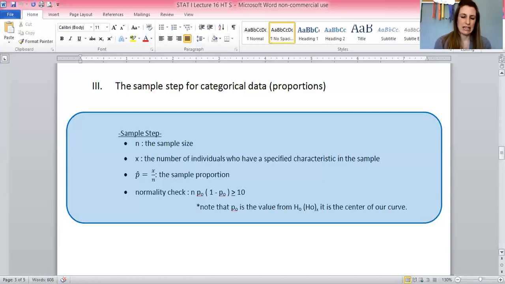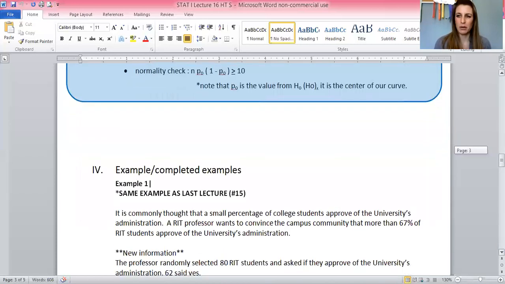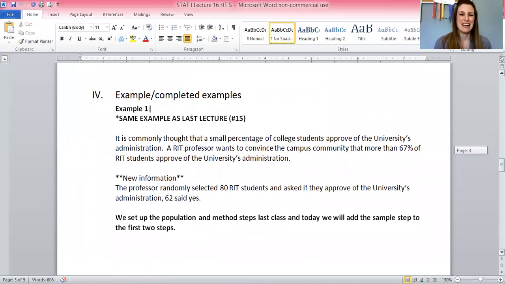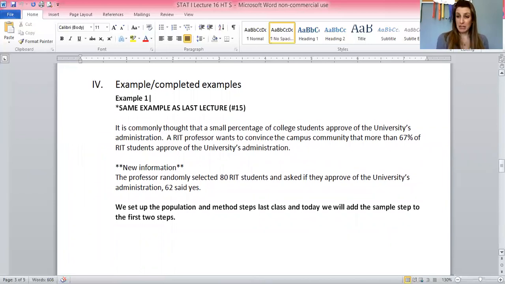So this is a really short step, by the way, so these 3 steps are good 3 to have on the week 1 of the hypothesis testing. So let's take a look at the example. I'm going to stick with the same example as we did last class because I want you to see how we move forward from one step to another on the same example. So we're still looking at the same example, which was the small percentage of students who approve the university's admin. A professor wants to convince the campus community that it's more than 67%.